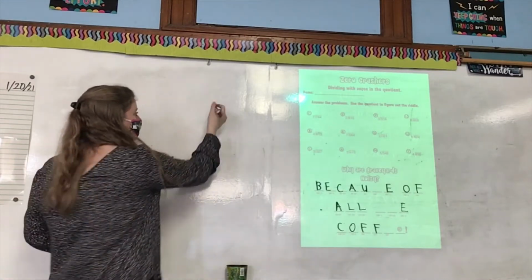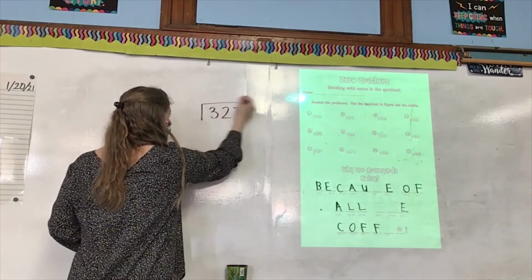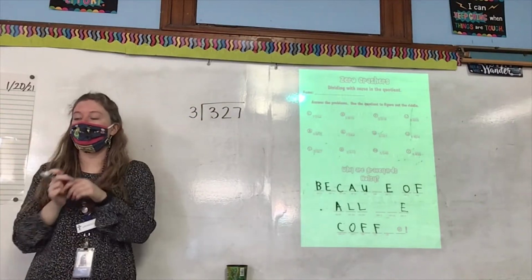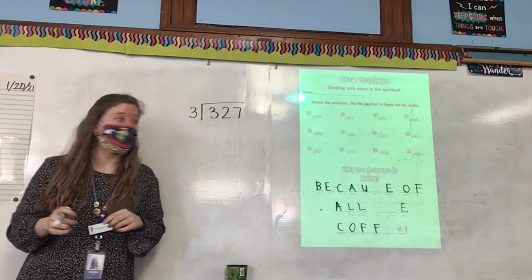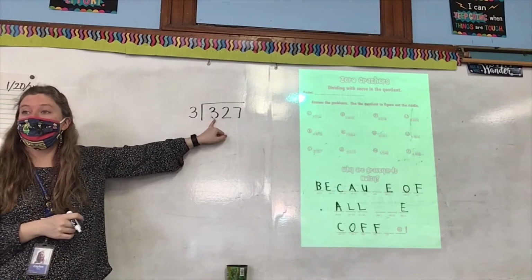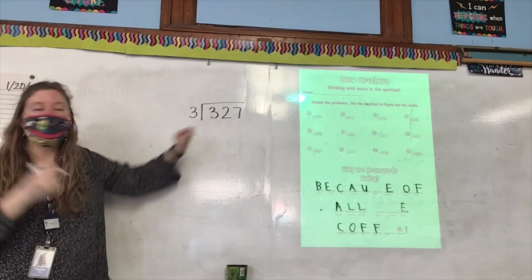Okay, Ethan, we have 327 divided by 3. What do we do first? You can tell me all in numbers. So we see how many times our divisor 3 will go into the first digit of our dividend, 3, which is how many times? Just one time.